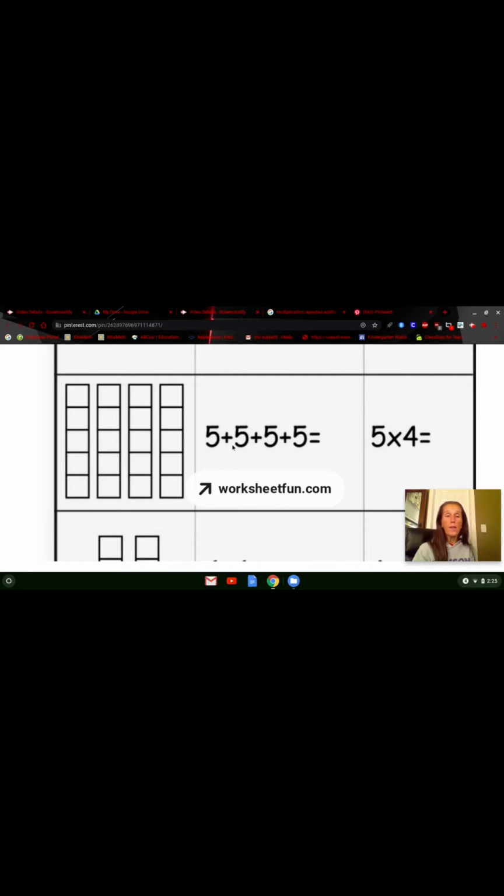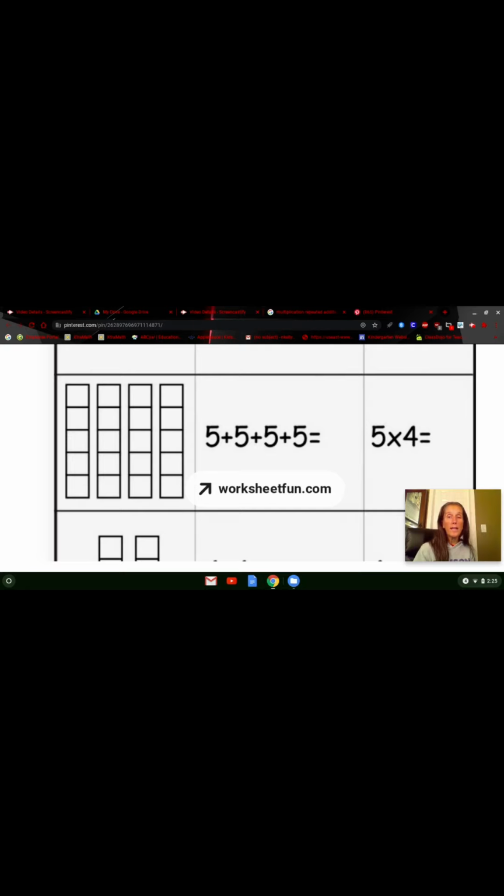So one way that we could say this is 5 plus 5 plus 5 plus 5. And that would be called repeated addition. And we could think about it like counting by 5s. 5, 10, 15, 20. So 5 plus 5 plus 5 plus 5 equals 20.